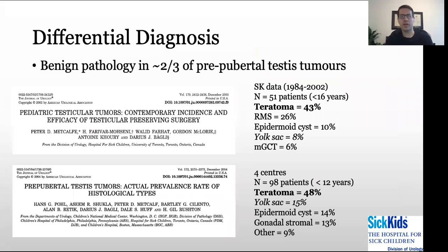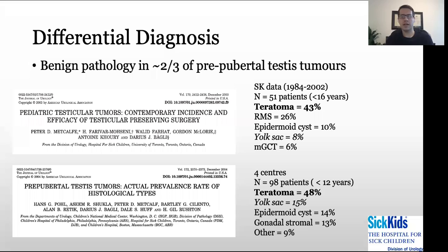More contemporary studies showed that benign pathology actually predominates in prepubertal testis tumors, approximately 2/3 of the time in this age group. Much of this data, where there has been a change in the differential diagnosis, was learned from studies of patients at Sick Kids. I've posted both of these studies here. You may recognize a few familiar names, including Dr. Bagley, who took part in these research studies.